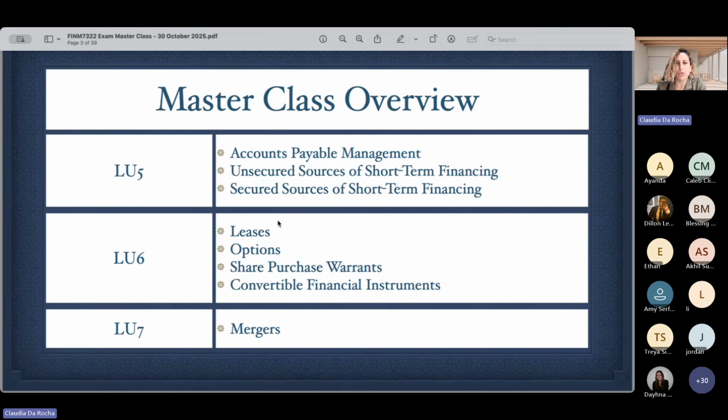So here we have the overview for the masterclass. We've got learning units 5, 6, and 7. In learning unit 5, we have accounts payable management, unsecured sources of short-term financing, and secured sources of short-term financing. I will unpack what is under each of these so that you can revise that. In learning unit 6, we're looking at leases, options, share purchase warrants and convertible financial instruments. And with learning unit 7, we are looking at mergers.